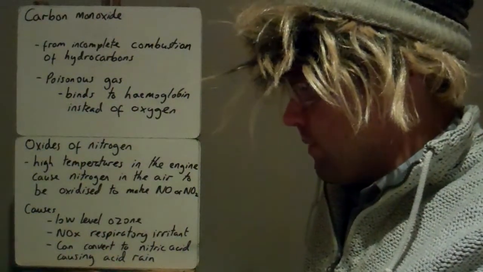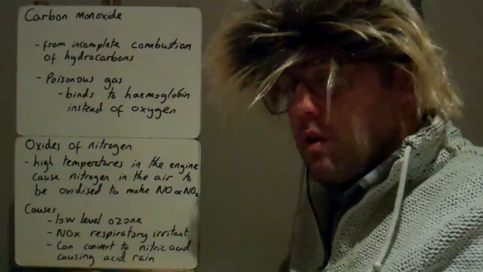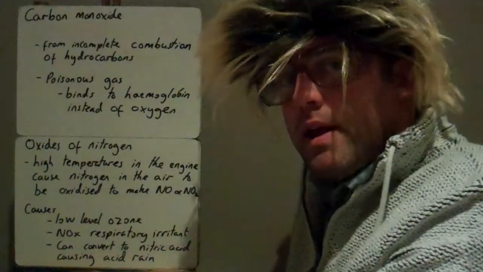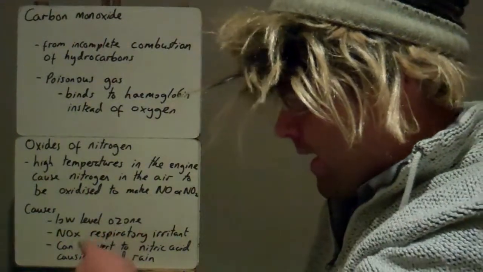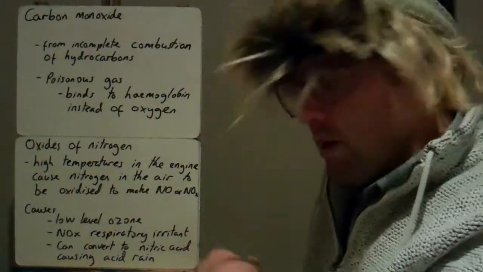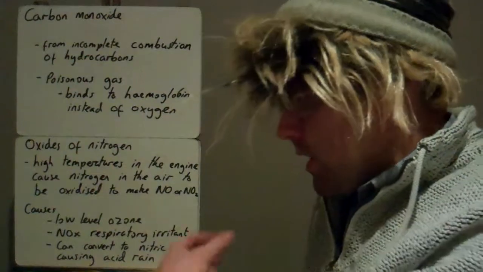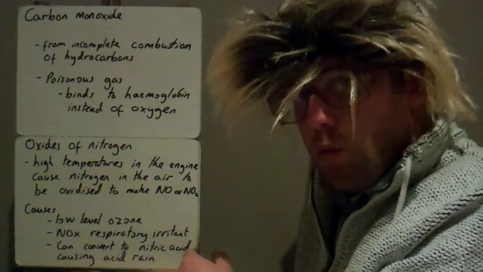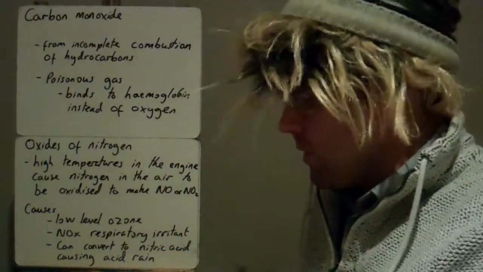So problems with this then. It can cause low level ozone. So ozone at our level is a problem. It can particularly be bad for asthmatics. It can cause a lot of breathing issues. NOx, as in NO or NO2 themselves, can cause respiratory problems. They're an irritant as well. And the nitrogen oxides can convert to nitric acid once they're in the air, in the environment, and that can cause acid rain. Okay?